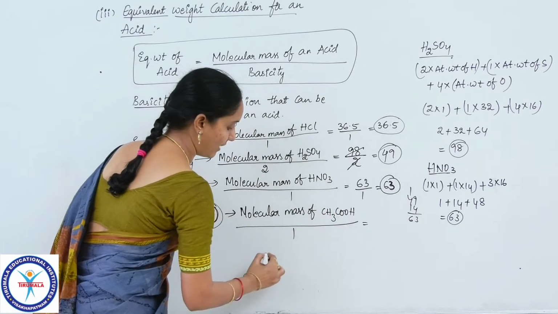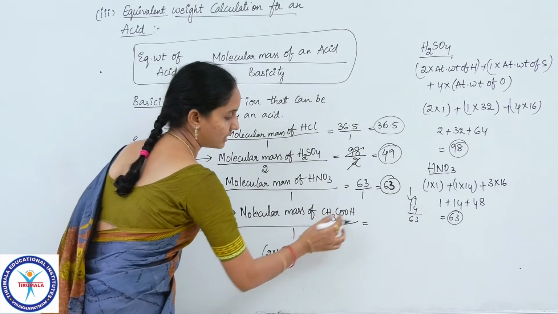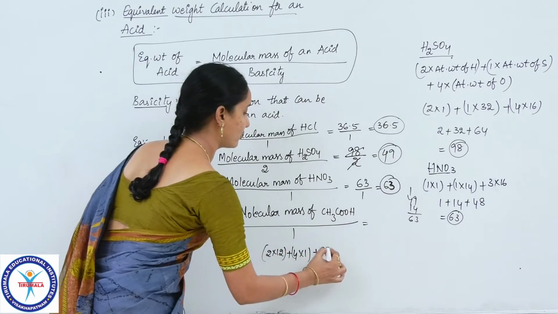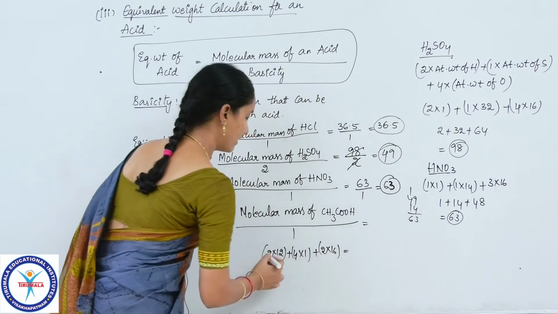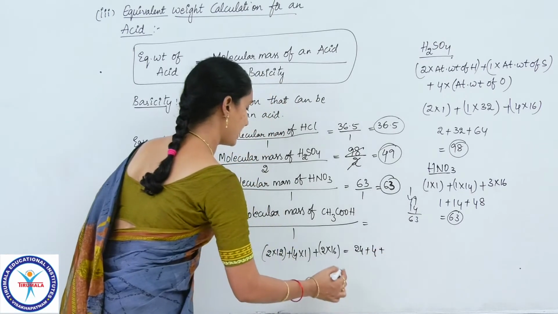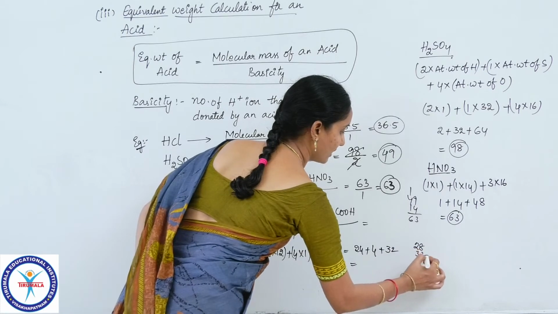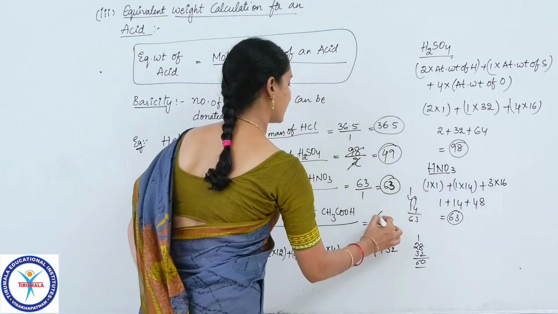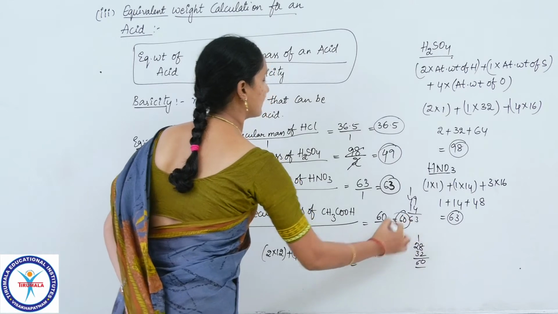So what is the weight of CH3COOH, children? How many carbons do you have? 2. So 2 into 12 plus, how many hydrogens? 4. So 4 into 1 plus, how many oxygens? 2. So 2 into 16. So how much does it total? 12 twos are 24 plus 4, 28, plus 32, so it is 60. So 60 is its molar mass. So 60 divided by 1, again it is 60.